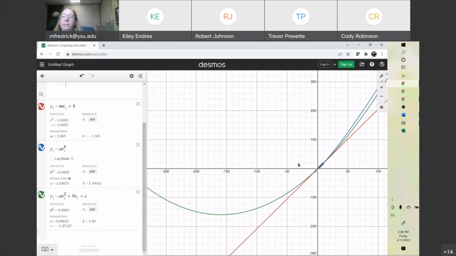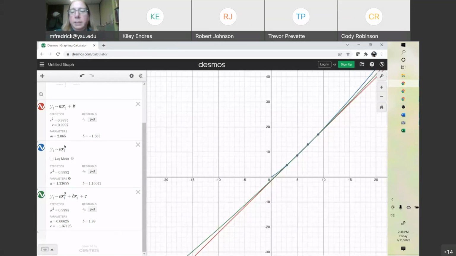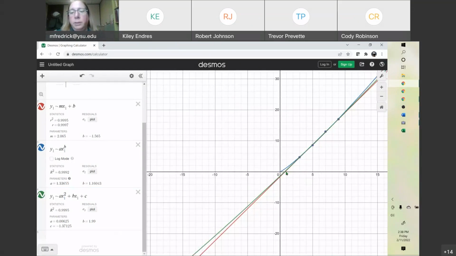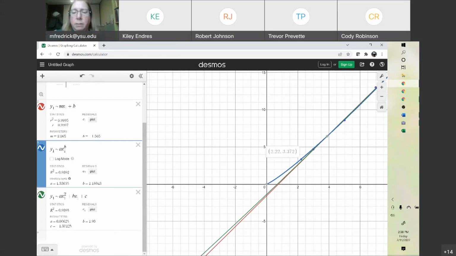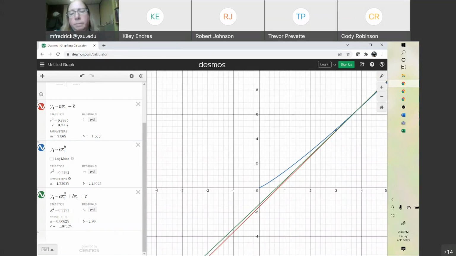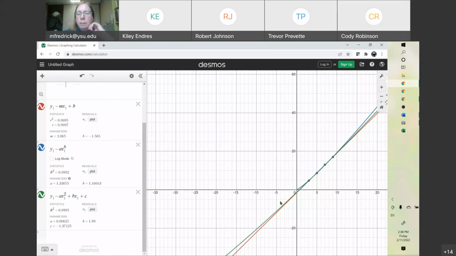I shrunk it so that you could see the green is a parabola. The blue is a power function. Now the reason you're not seeing the whole line, it does keep going. This should keep at 0, go across. I don't know why it's not doing it. For some reason it's stopping at 0.